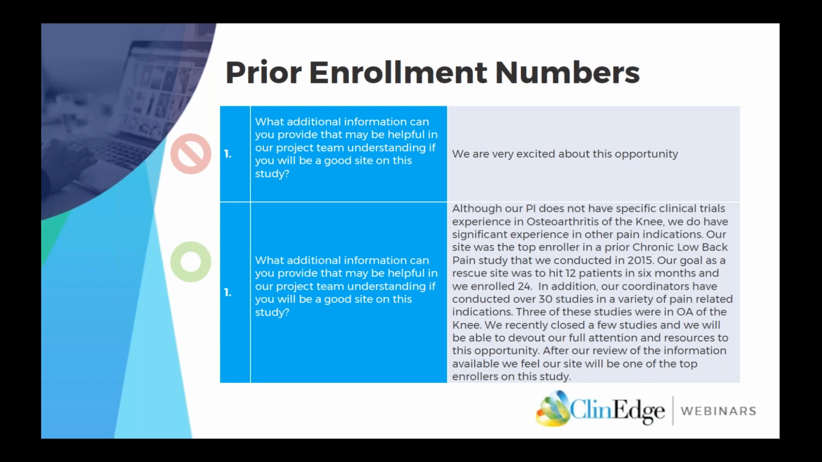And then, again, it doesn't hurt to mention this is a research-naive PI, so you can mention that they're going to be able to devote their full attention and resources to the opportunity. And then at the end, just reaffirming that they can enroll for this study.